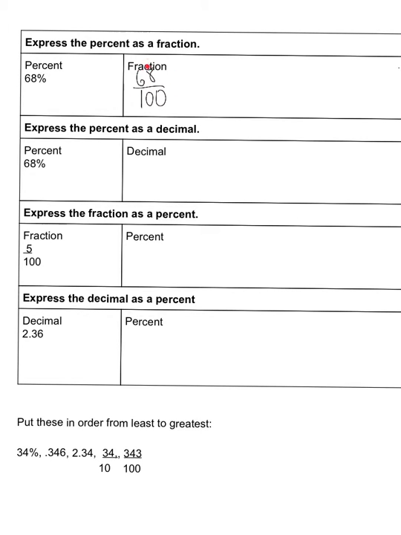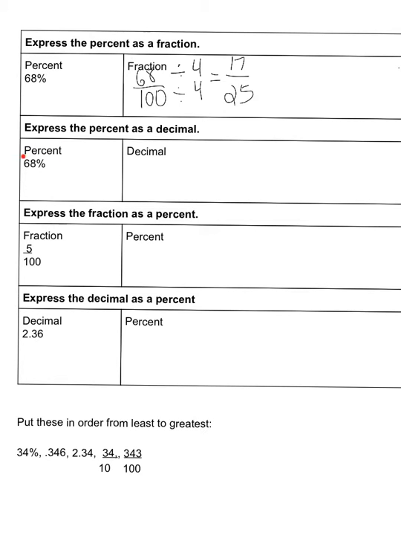Now this fraction can be reduced or simplified. If I press simplify on my calculator, or if I divide the top and bottom by the greatest common factor, which is 4, I would get an answer of 17/25. So 68% written as a fraction would be 68 over 100, or 17 over 25.